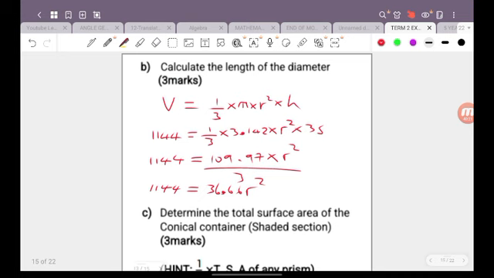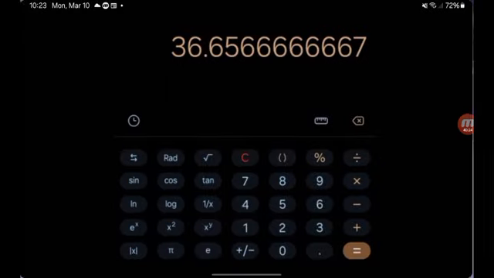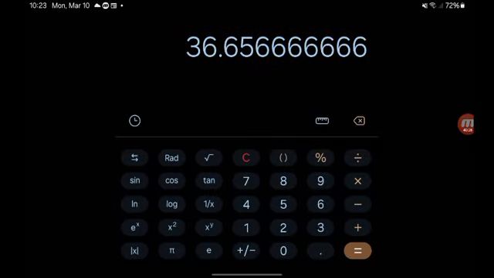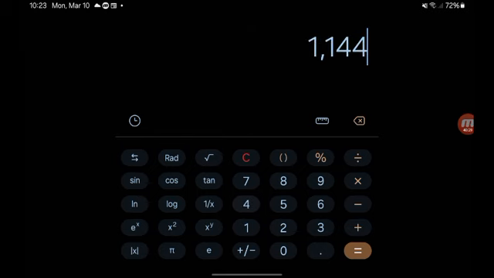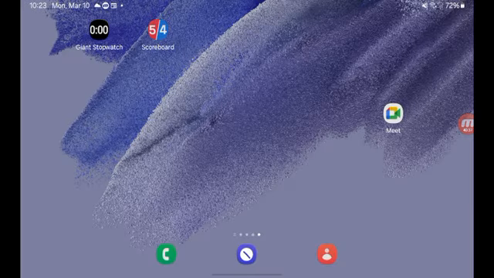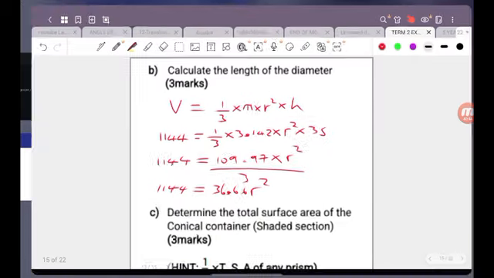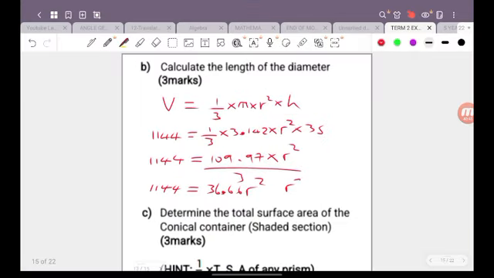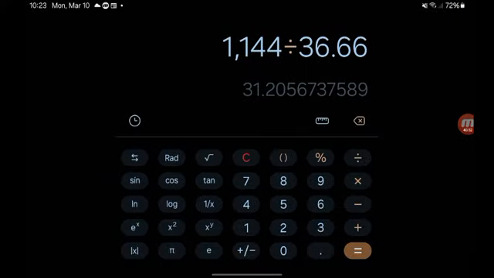Now the only way we can get r squared by itself is to divide the 1144 by 36.66. So that's going to be cleared. 1144 divided by 36.66, you find that we end up with 31.2. So r squared is equal to 31.2.